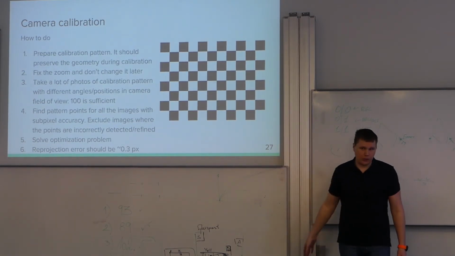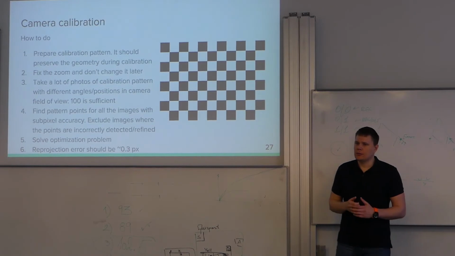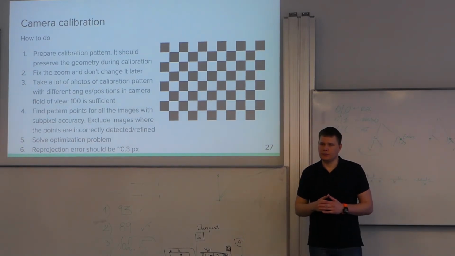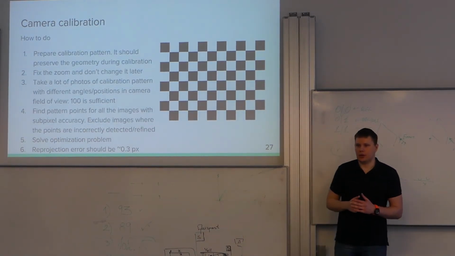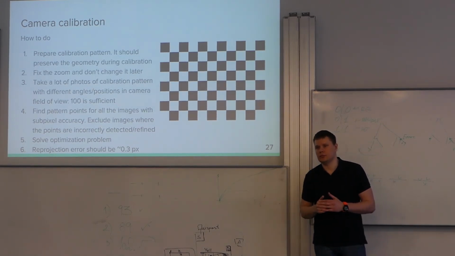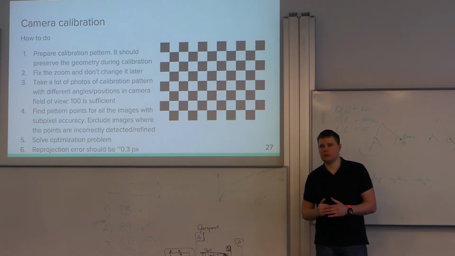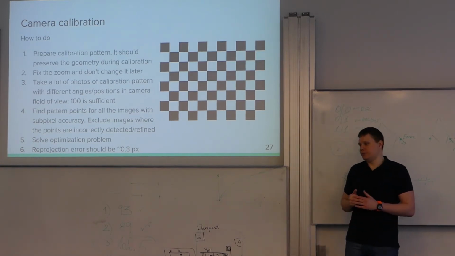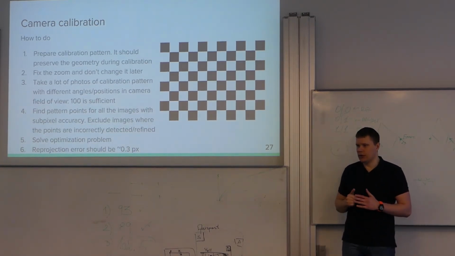And if you reach this earlier, let's say after 10 photos, then you could stop. You said 100 photos is sufficient, but if the reprojection error is already at 0.3, why should I keep going? Or if it's not there, then maybe I need 1,000 pictures. Or is it?